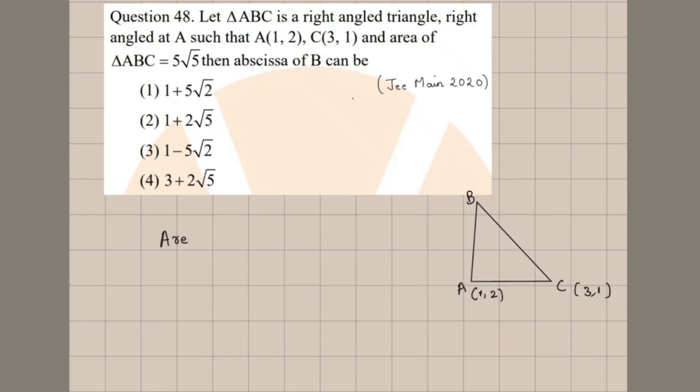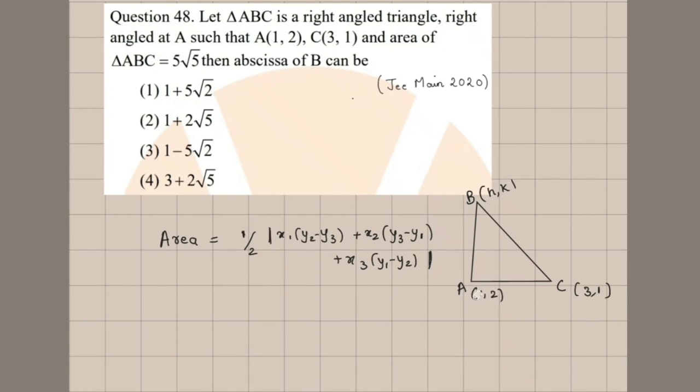area, we know that the area of a triangle is half into x1 into (y2 minus y3) plus x2 into (y3 minus y1) plus x3 into (y1 minus y2). This is the area, we know this. Let's say this point B is some variable h comma k. The area of ABC is 5 root 5. So we know that area equals 5 root 5, but we also know that area is nothing but this expression.